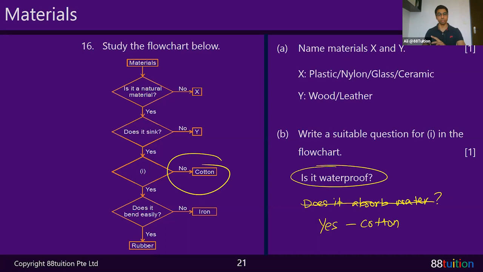So this is important to realize. First you have to decide the property. After that, you need to know how to ask the question. Then there are two questions, question one or question two. Both questions relate to absorbing water. So it's about how you ask: does it absorb water or does it not absorb water? And if it does not absorb water, then you say, is it waterproof? That's all.